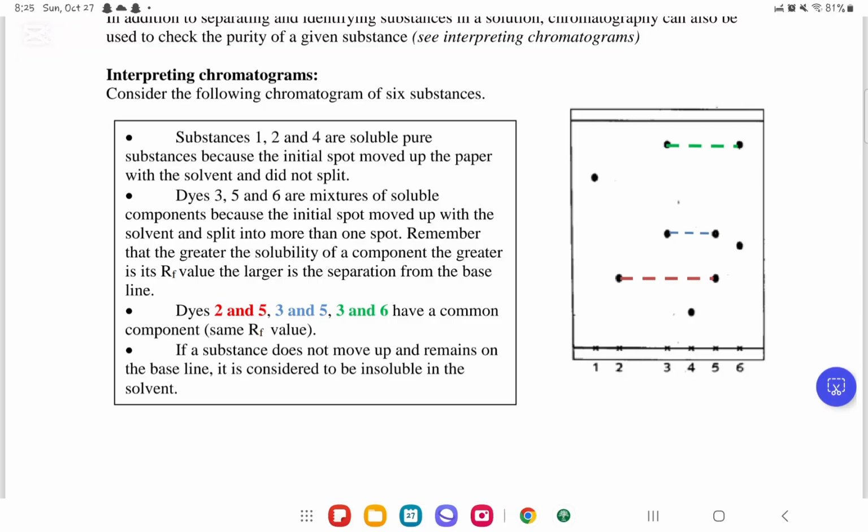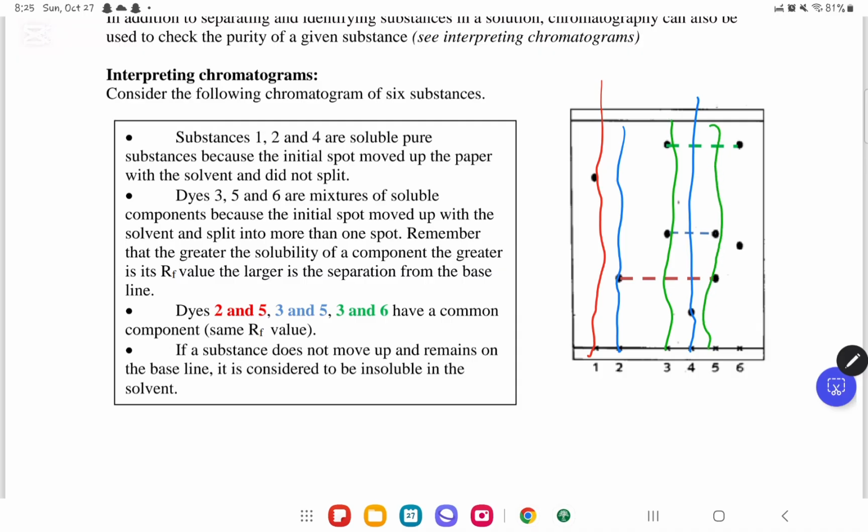Substances 1, 2, and 4 are soluble, pure substances because the initial spot moved up the paper with the solvent and did not split. Look, if you go up 1, you will see that it only passes through this one. If you go through 2, it passes through only this one. If you go through 4, it passes through only this one. But if you go through 3, it would pass through 2 substances. Through 5, it also passes through 2 substances, and 6 also 2 substances.